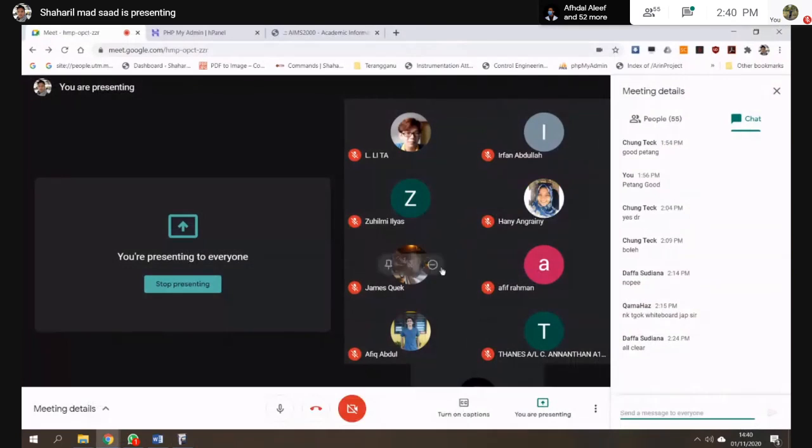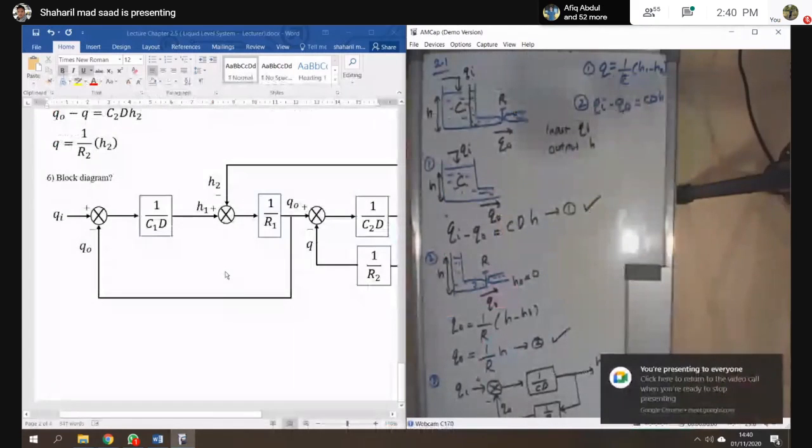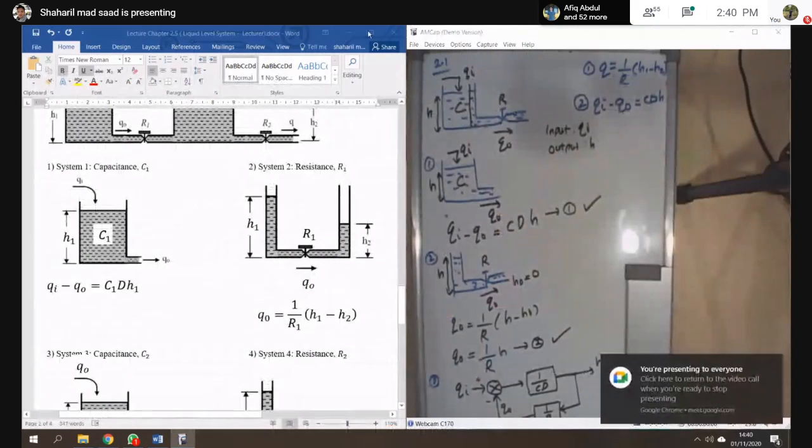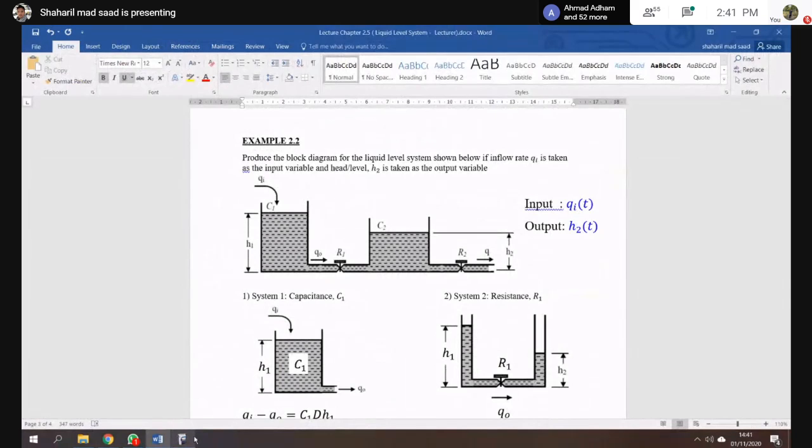So let me see if there's any question. No. Okay. So let's look at example 2.2. So we can go through this solution here. Find the block diagram for the liquid level system shown below, if the inflow rate Qi is taken as the input and the head or level H2 as the output variable.